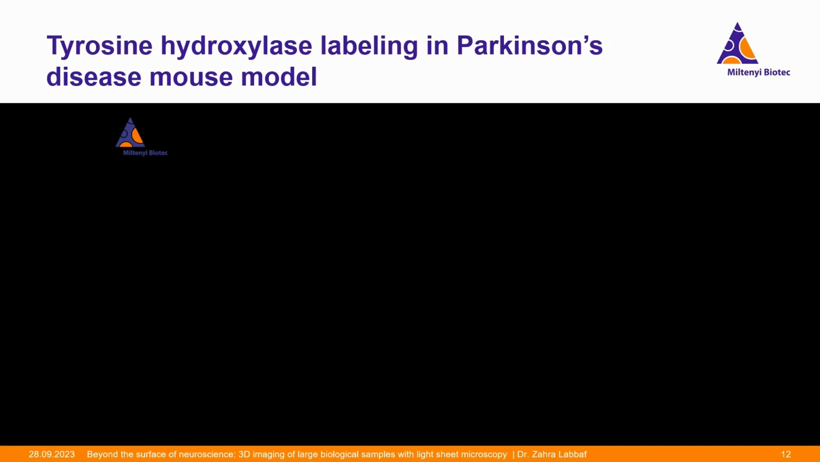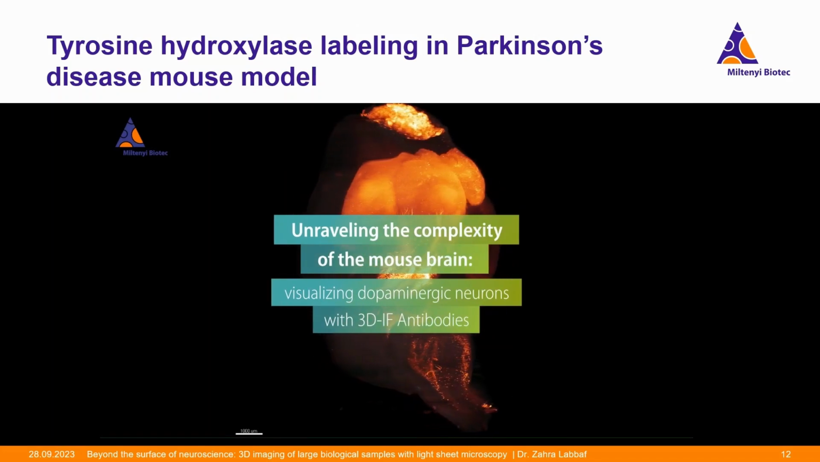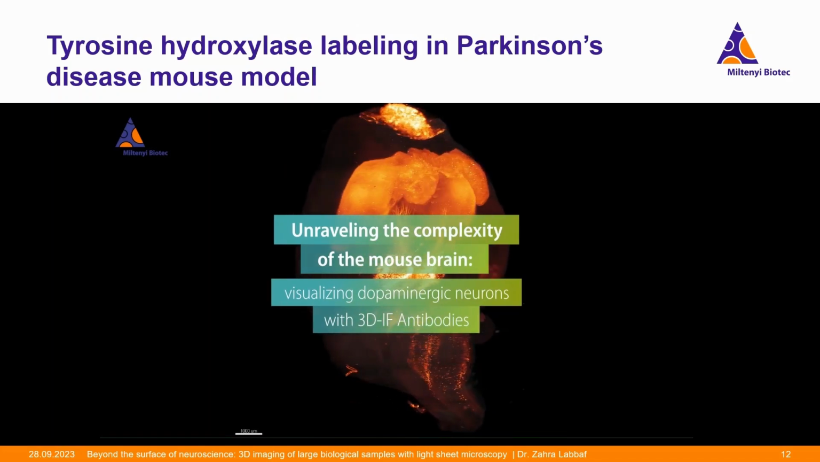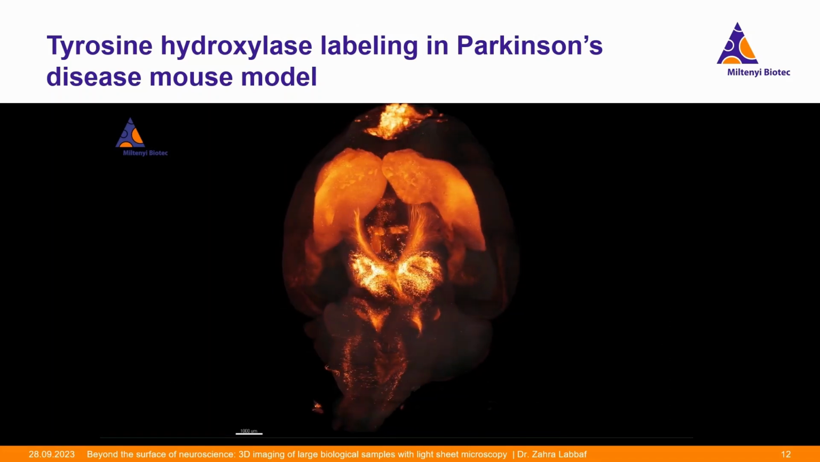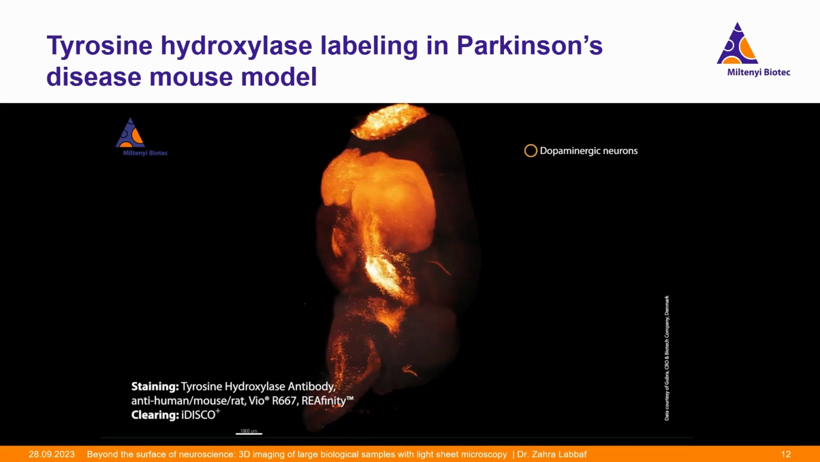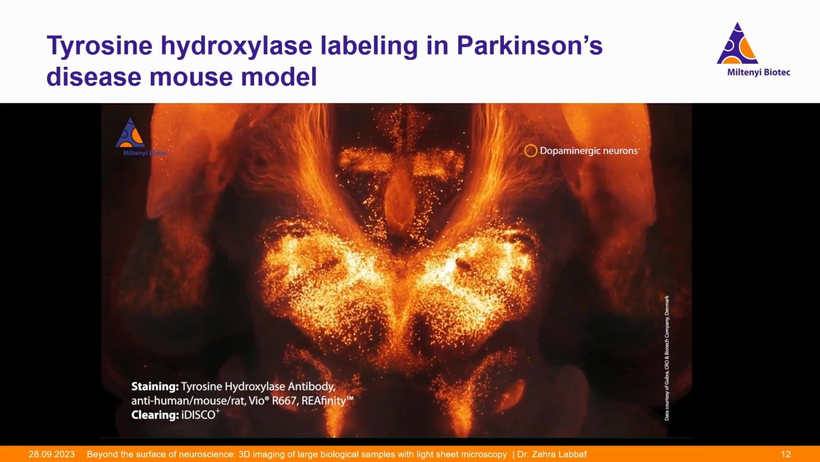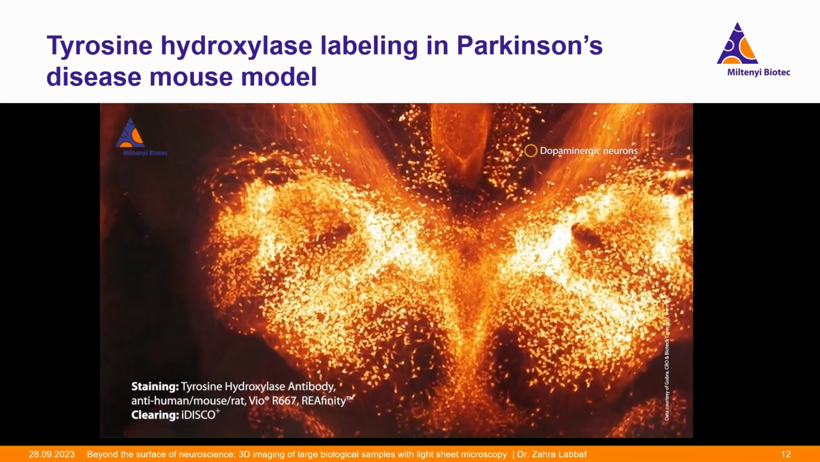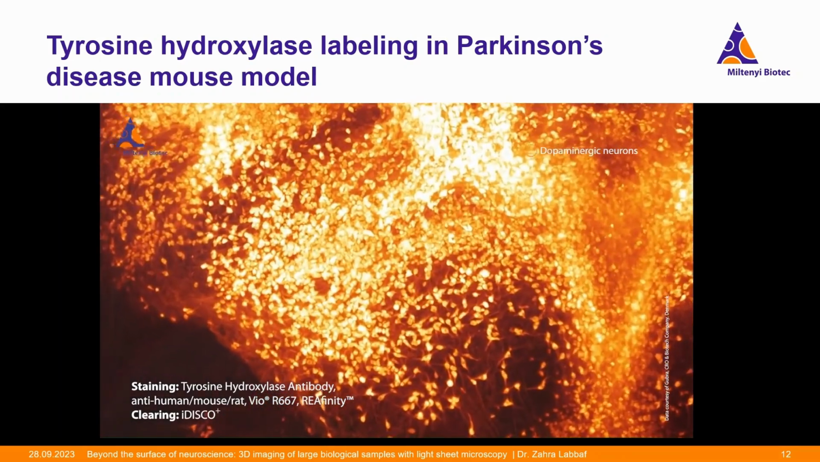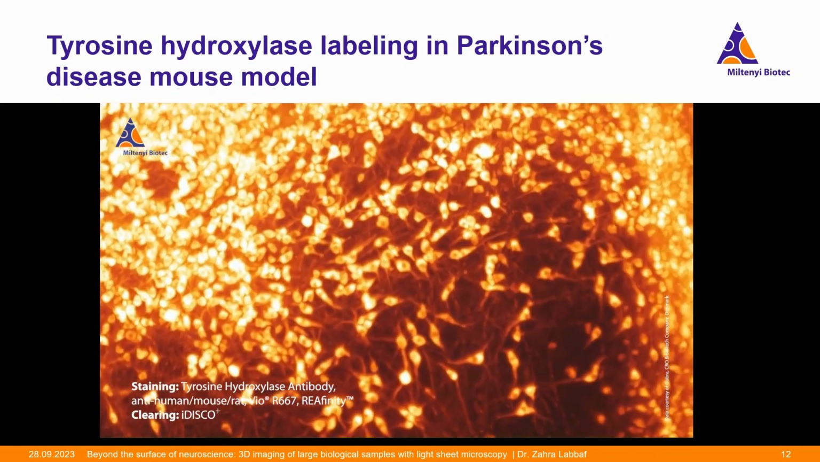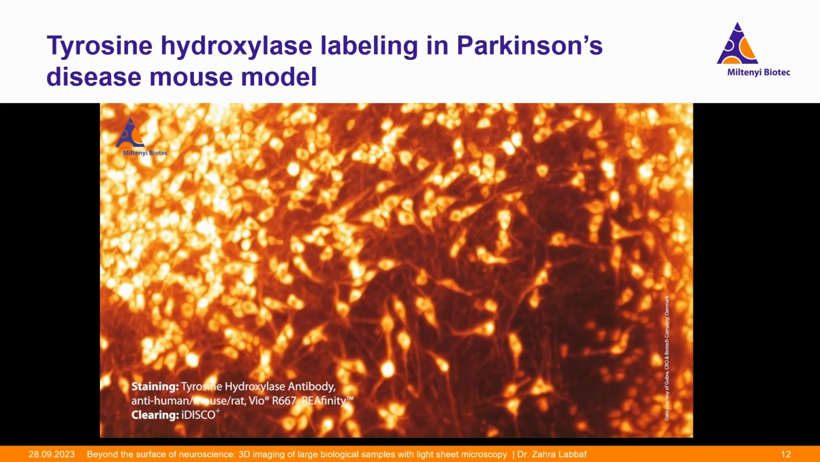Now let's have a look together at one of Miltenyi 3D immunofluorescent antibodies in action. What you are looking at is a Parkinson's disease mouse brain labeled with an antibody against tyrosine hydroxylase. This antibody labels dopaminergic neurons. As you can see, the staining is quite fascinating, and one can even see and visualize neurons that are deep within the tissue.